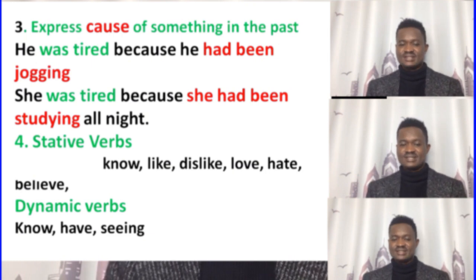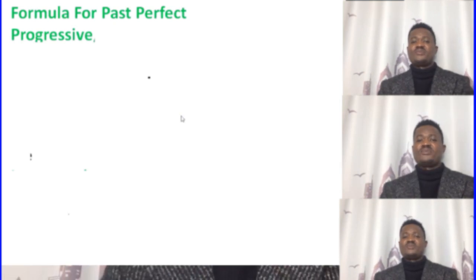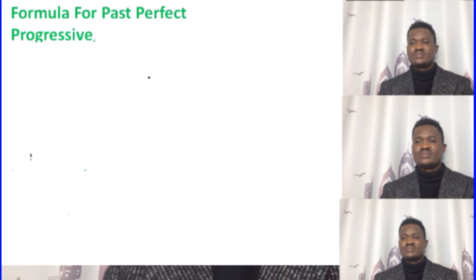It's just to inform you that we don't use these stative verbs in the progressive, in the past perfect progressive. Be aware of that. Okay, all right. Formula for the past perfect progressive.